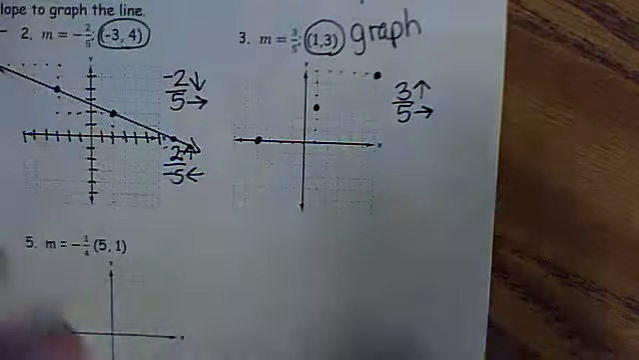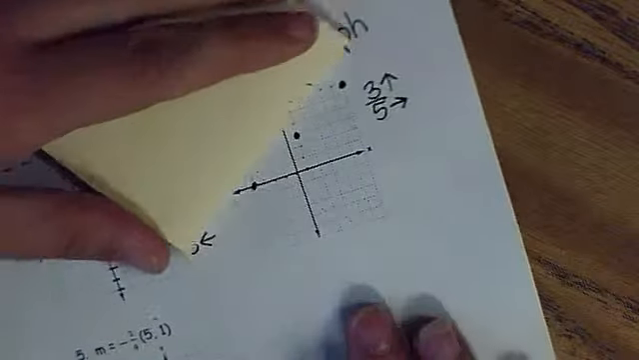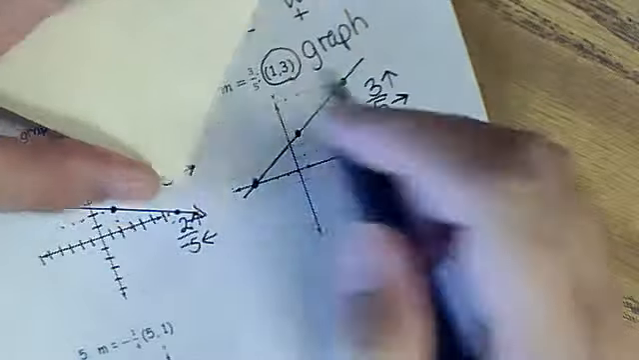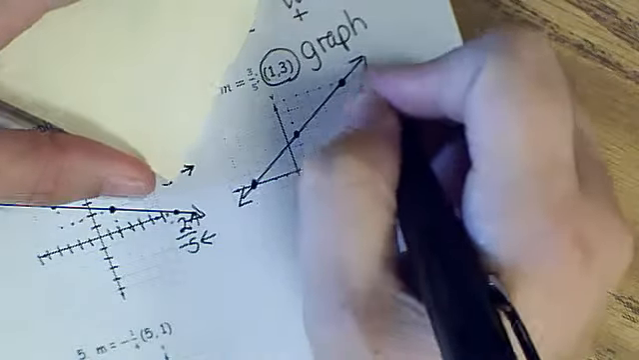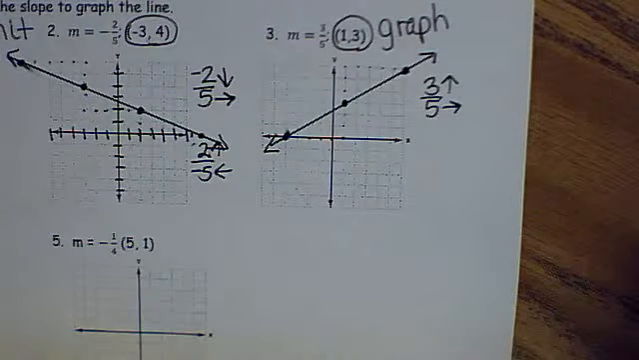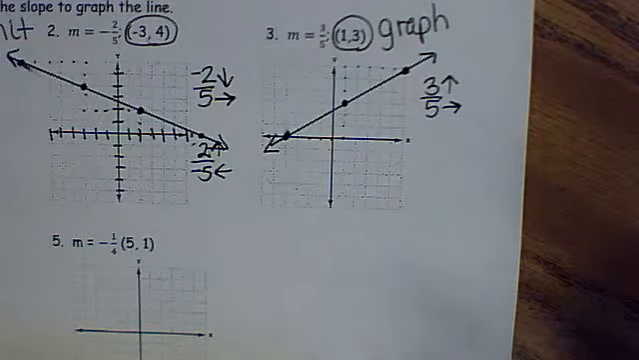Again, you'll know if you went in the right directions if they make a straight line. So use something for a straight edge. You can use the edge of your binder, folder, or something. Hopefully you've been using a straight edge all along. And it makes a straight line. That's how you know you graphed it correctly with the slope, if you make a straight line.